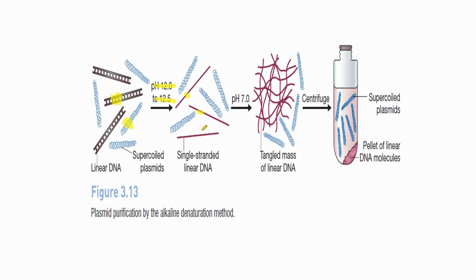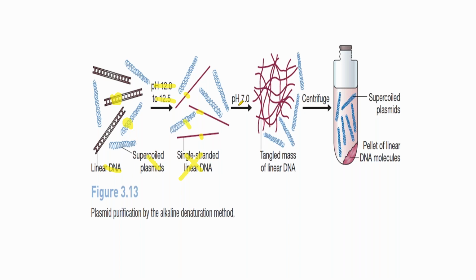You can see 1, 2, 3 strands of single-stranded linear DNA. Here it is just linear DNA with hydrogen bonds. Here it is single-stranded linear DNA without hydrogen bonds, whereas supercoiled plasmids will remain the same in both cases.